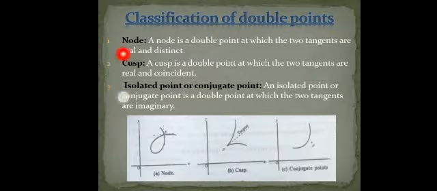Now, classification of double points. There are three types of double points. The first one is node, the second one is cusp, and the third one is conjugate point. So this one is node, this one is cusp, and this one is a conjugate point. A node is a double point at which the two tangents are real and distinct. In a cusp, the two tangents are real and coincident, and in a conjugate point, the two tangents are imaginary.